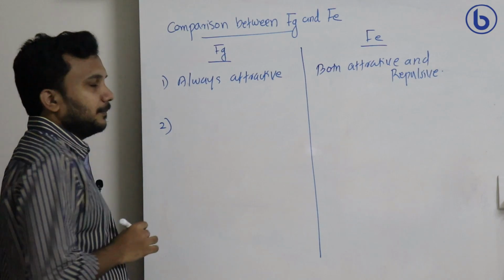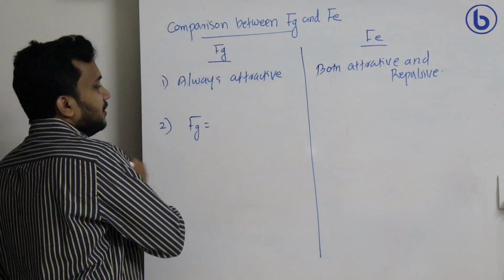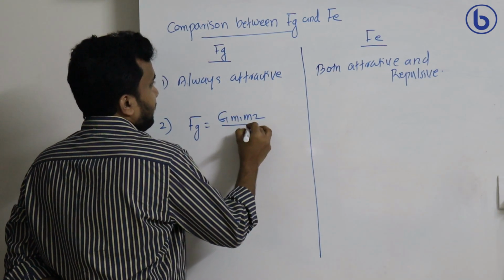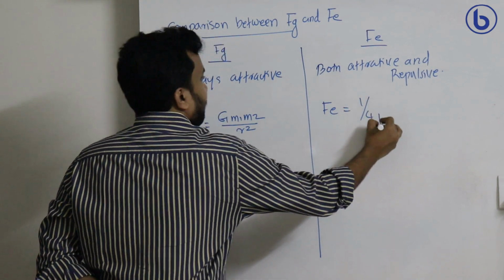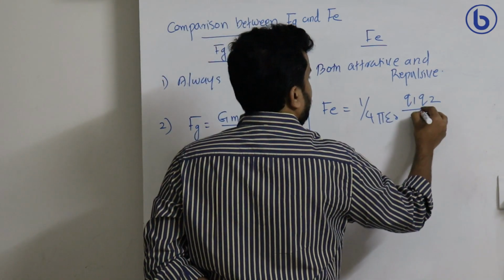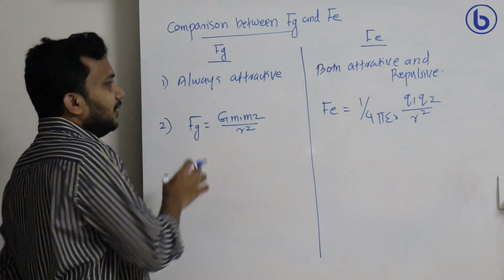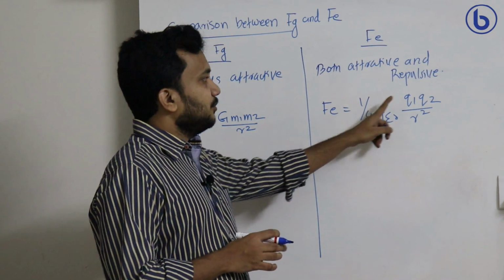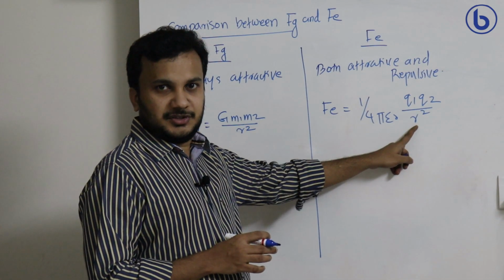Second point: what is the equation for gravitational force? F equals G m1 m2 divided by r square. What is the electrical force equation? F equals 1 by 4 pi epsilon 0 q1 q2 divided by r square. This is the magnitude format, not the vector format. While talking about electrical force, I mentioned that it depends on the charges q1 and q2 and is inversely proportional to the square of the distance between them.